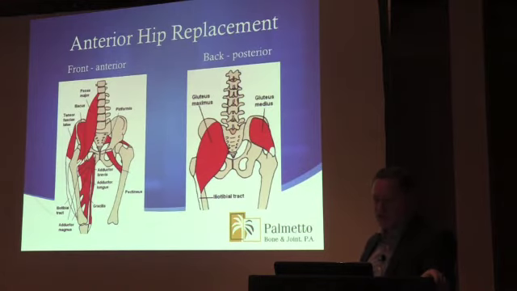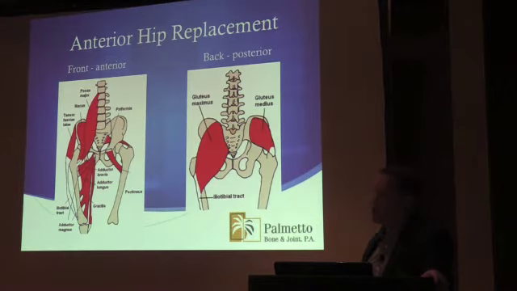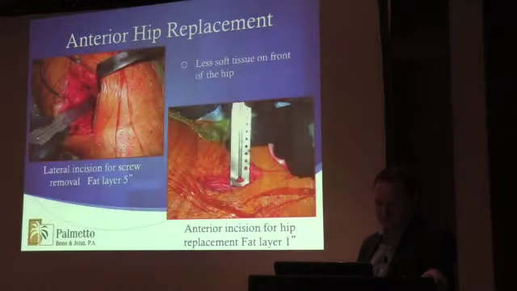This is just a diagram showing the back side of the hip here, and it's completely covered in muscle. And this is the front part of the hip, and you can see you've got a little small muscle here, and then there's really nothing there. You've got a space where you can go in between to get to the hip joint, and so you don't have to cut the muscle.